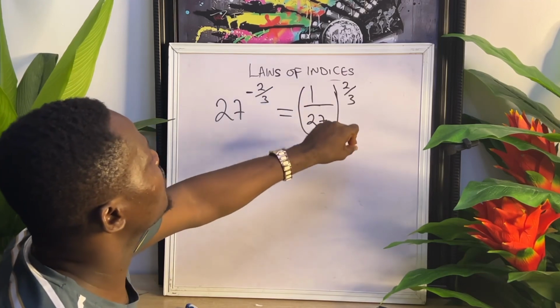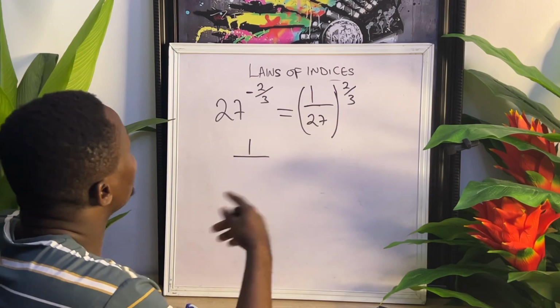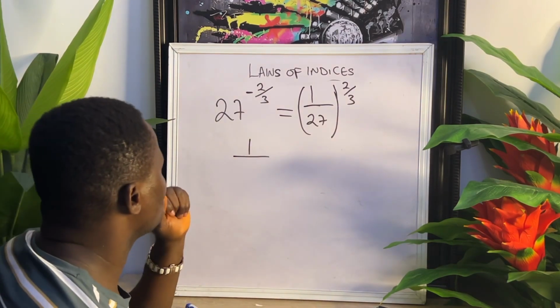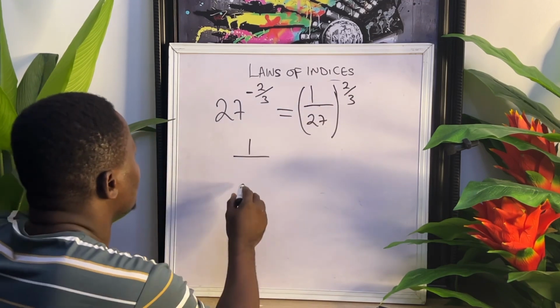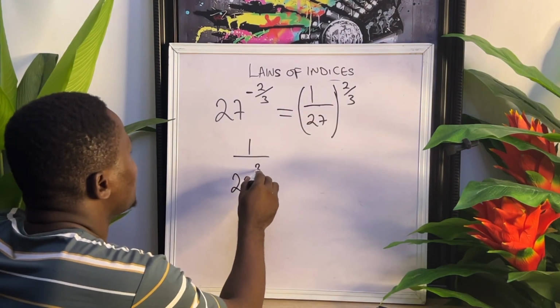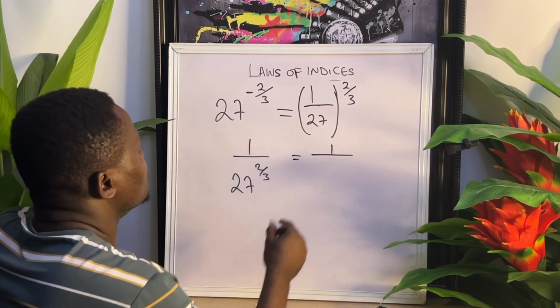And 1 raised to power 2 over 3 is the same thing as 1, because 1 raised to power anything is the same thing as 1. And this 27 will also be raised to power 2 over 3. That is 27 raised to power 2 over 3. And then 1 whole over comes.